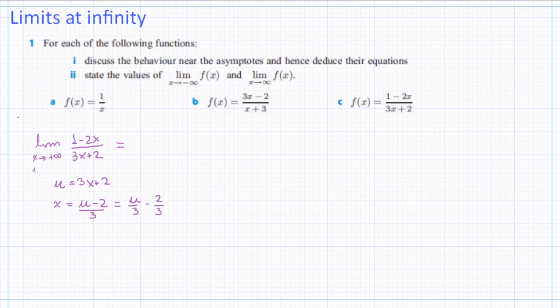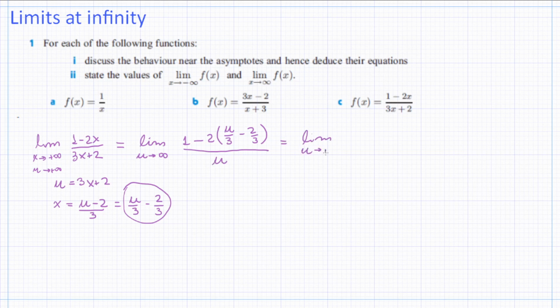So if we assume that x is going to infinity, it's the same thing as u is also going to infinity. So I could have the limit of u going to positive infinity of 1 minus, and now 2 times x, just this, u over 3 minus 2/3 over 3x plus 2, which is u. So it's quite clear now that we're going to get something much, much simpler. Take a look. So limit, when u goes towards positive infinity, of 1 minus, now everything here is inside of the limit, 1 minus, and now we just expand this, so 2u over 3, and plus, because it's negative with negative, 4/3. All of this divided by u.